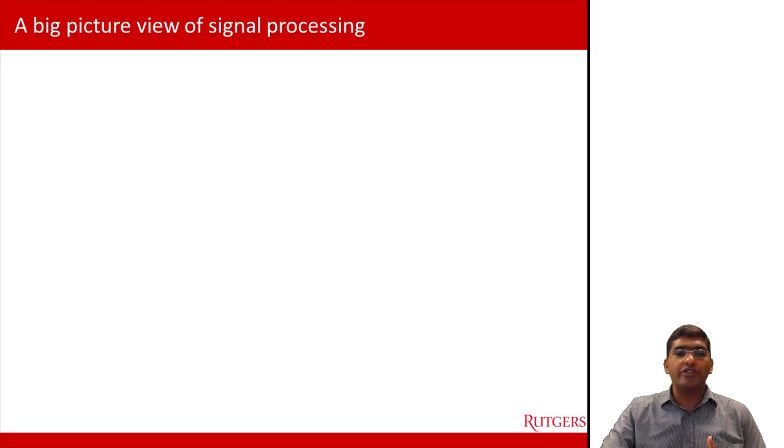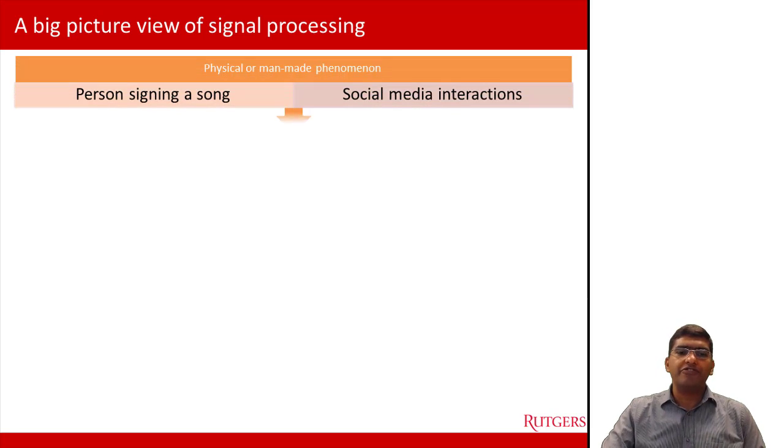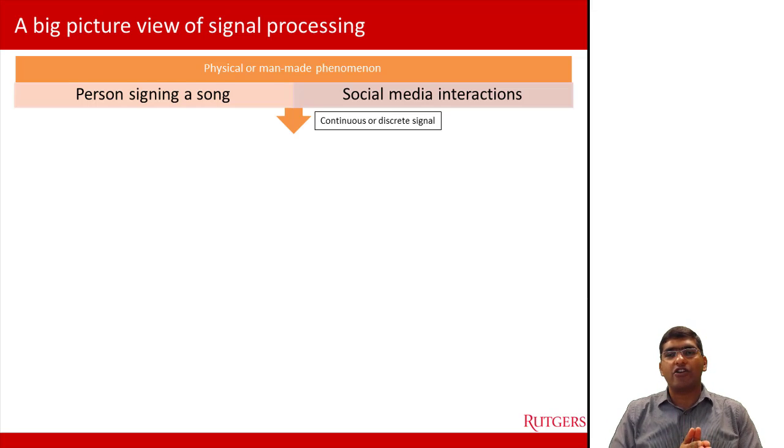I'd like to conclude this video with a big picture view of signal processing to remind you of the things that we have talked about. So in signal processing, what you start with is a physical or a man-made phenomenon. For example, a person singing a song, that's a physical thing, the voice coming out of the person's mouth, or social media interactions. And here you are dealing with either continuous or discrete signals. So that's your starting point.